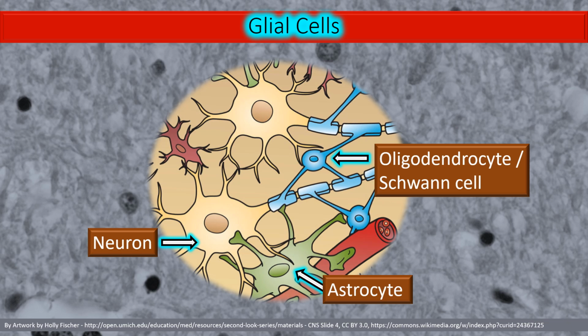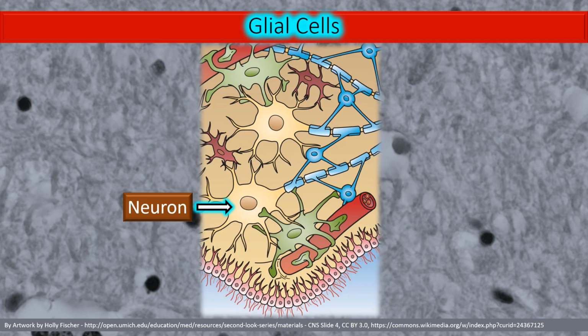Similarly, there is another cell which is showing foot processes which are attached to the capillary wall. Now those are the astrocytes. Next, we will expand this diagram and we will try to identify at least two more cell types.